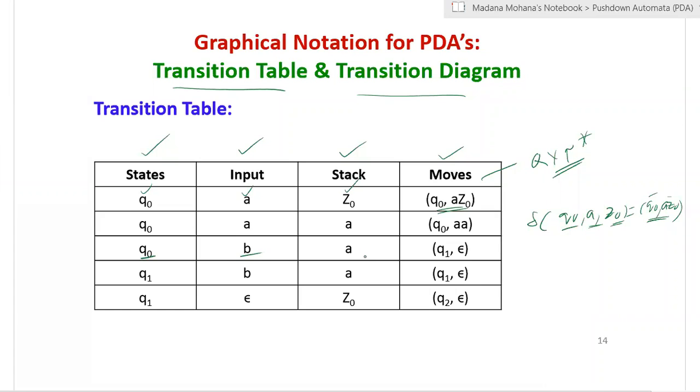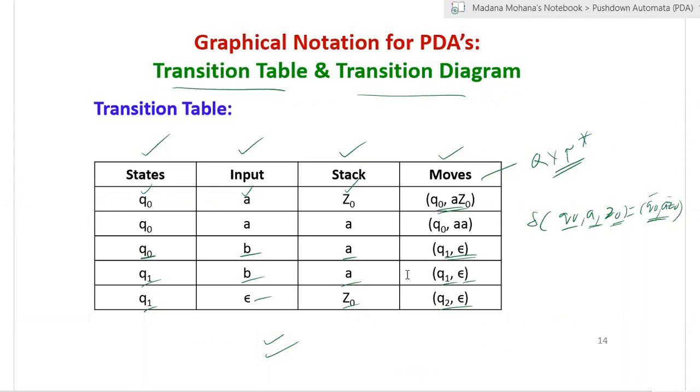Then input is B, stack top is A. The next move is Q1 comma epsilon. As it is, we can write here. Similarly, next one Q1 B A, Q1 epsilon. Next Q1 epsilon Z naught, Q2 epsilon. Like this, all transitions from the given PDA, you can represent by using a transition table.